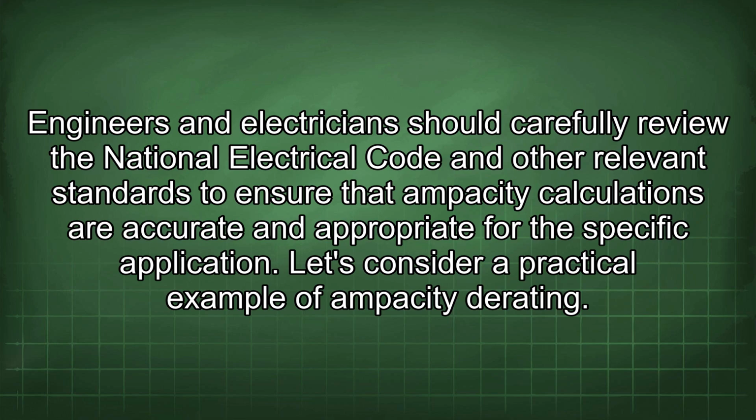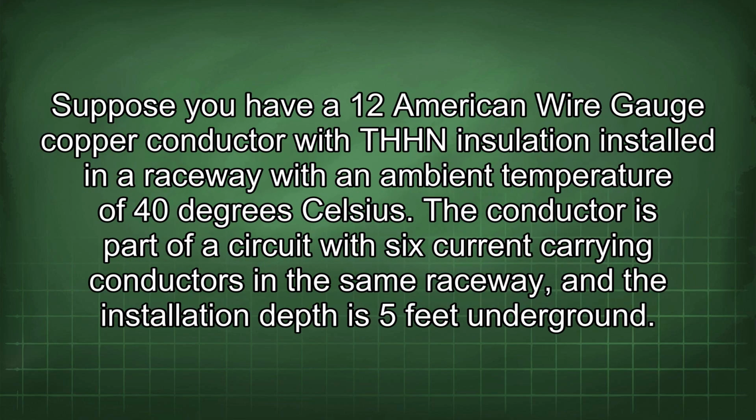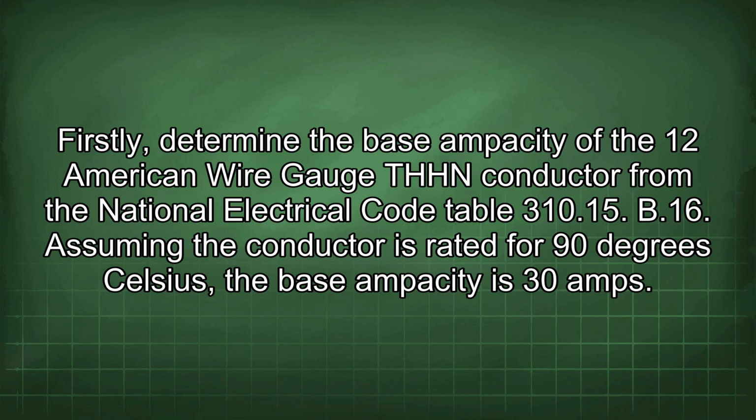Let's consider a practical example of ampacity derating. Suppose you have a 12 American wire gauge copper conductor with THHN insulation installed in a raceway with an ambient temperature of 40 degrees Celsius. The conductor is part of a circuit with 6 current-carrying conductors in the same raceway, and the installation depth is 5 feet underground. Firstly, determine the base ampacity of the 12 American wire gauge THHN conductor from the National Electrical Code Table 310.60.C.2.b.